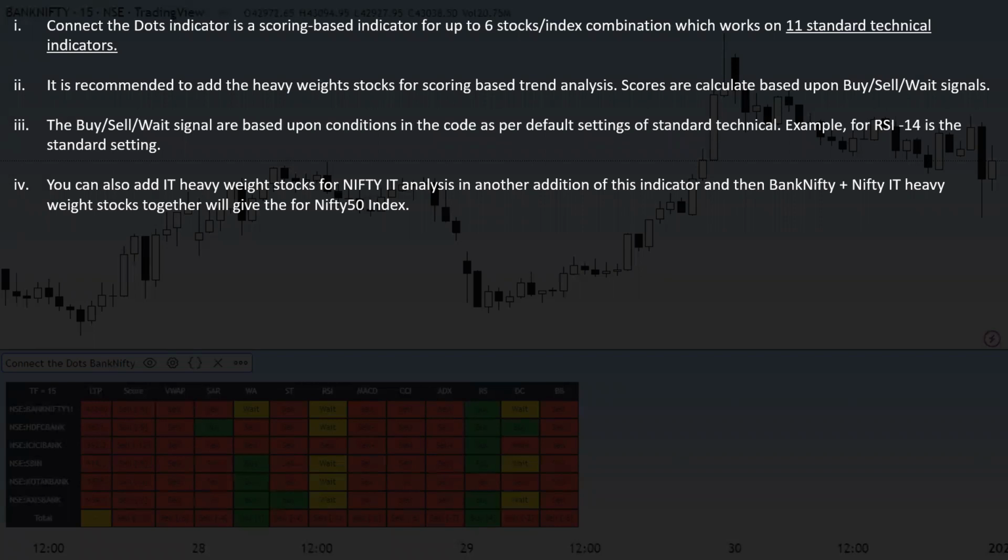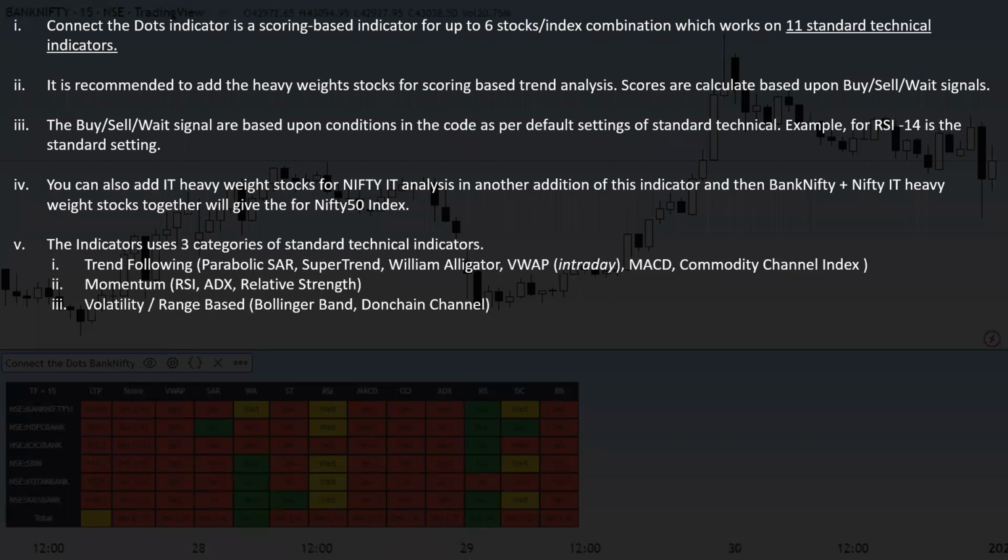Now what is the reason of picking these 11? It is because there are different categories of indicators. So in market there are broadly 3 kinds of standard indicators. One, trend following. Another is momentum category indicators. Last is the volatility or range based indicators. So the trend following examples are Super Trend, VWAP which is intraday, MACD, CCI. Momentum ones are our RSI, RS, ADX, that is, whether there is momentum or not currently.